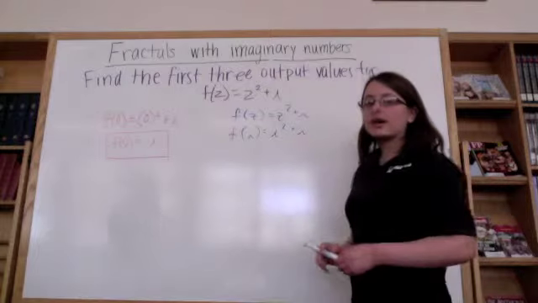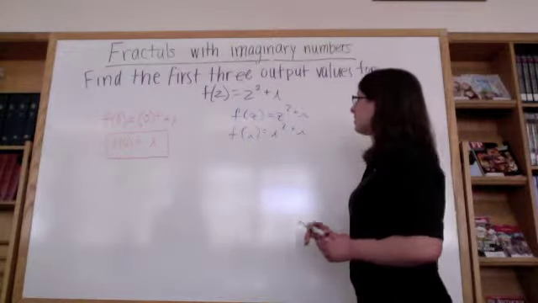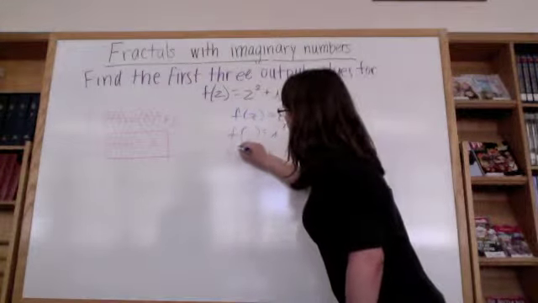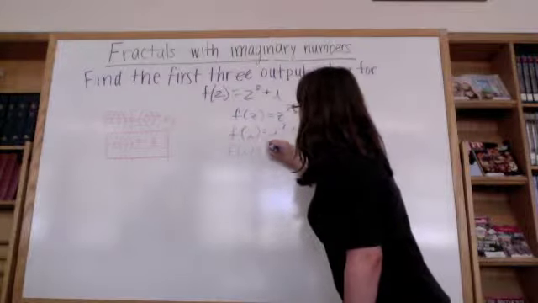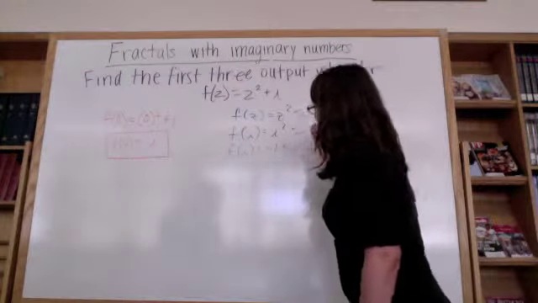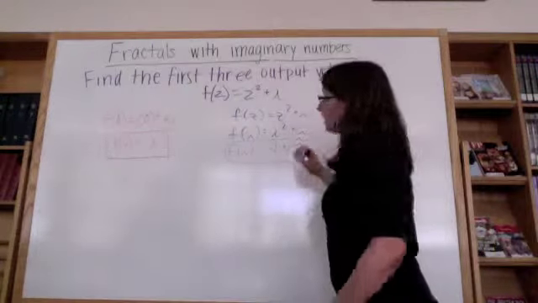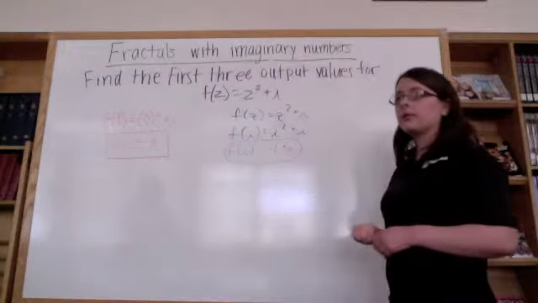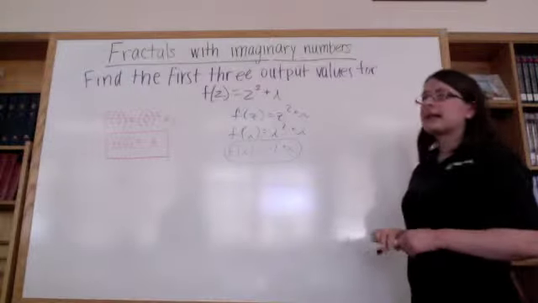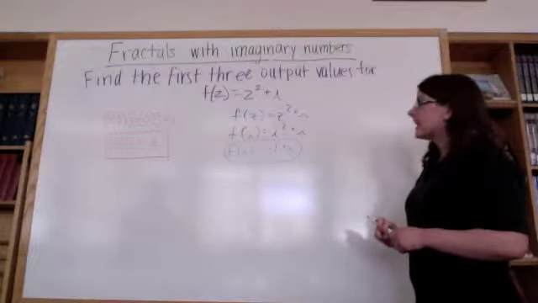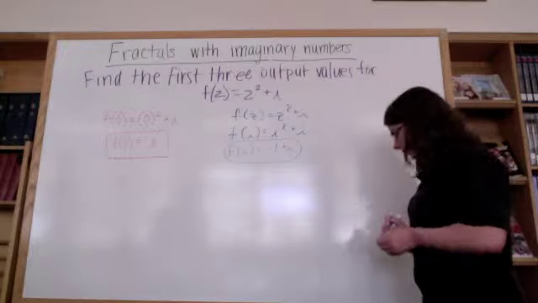Now, as we know, i squared is equal to negative 1. So we can rewrite this again as f of i is equal to negative 1 plus i, which will become our second output value. Like the first output value becomes the second input value, the second output value will become the third input value.